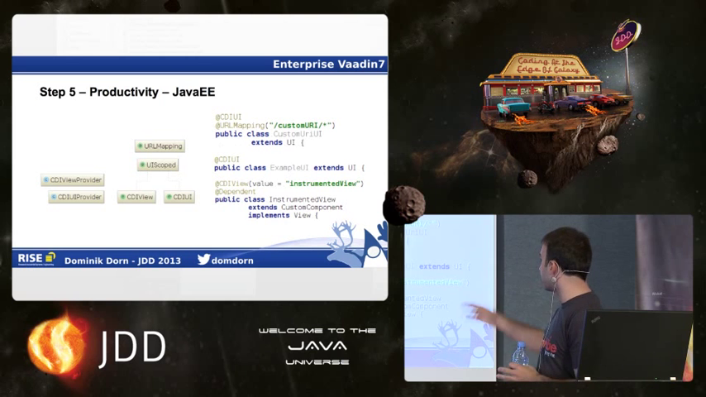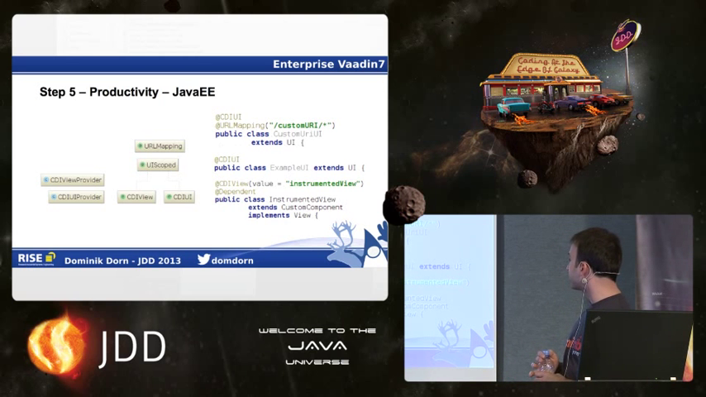On the right side you can see some examples of a UI and how it is mapped with the CDI plugin. On the bottom you also have a view that is mapped with the CDI plugin, and you see this annotated view. That's basically how the view gets registered in the navigator.